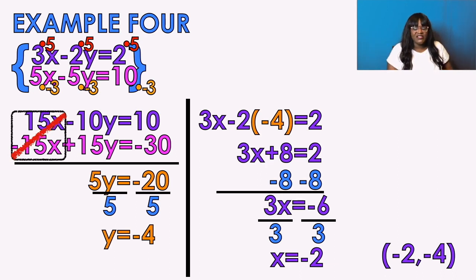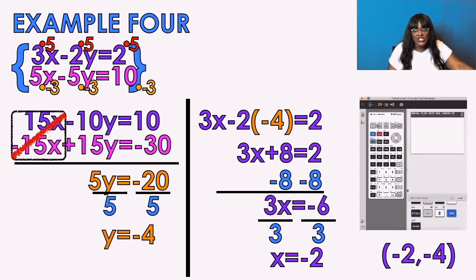So how do you check your answer? Because we don't have the graph. So like, how do I know I did it right? I'm so glad you asked. Okay, so say you go into your calculator, right? You'll put the first equation in, and instead of x, you would use negative 2, and instead of y, you will use negative 4, okay?